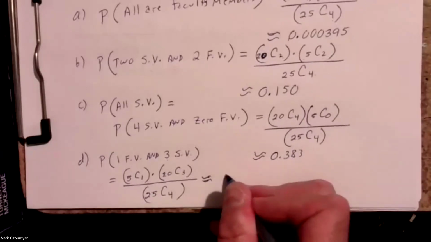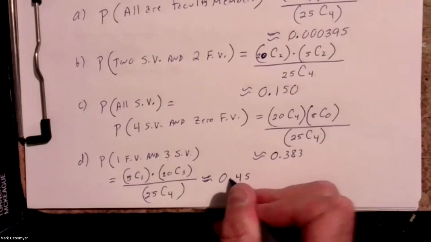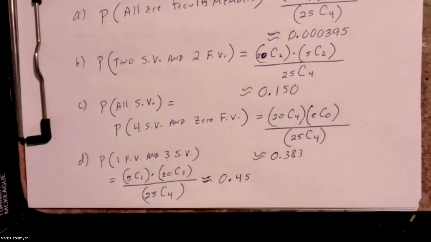0.45 is approximately what I got. So there's about a 45% chance that you will randomly select 1 faculty volunteer and 3 student volunteers to be on your committee, if order doesn't matter and how you select these. Is this making sense how we're using our combinations to compute probabilities like this here?